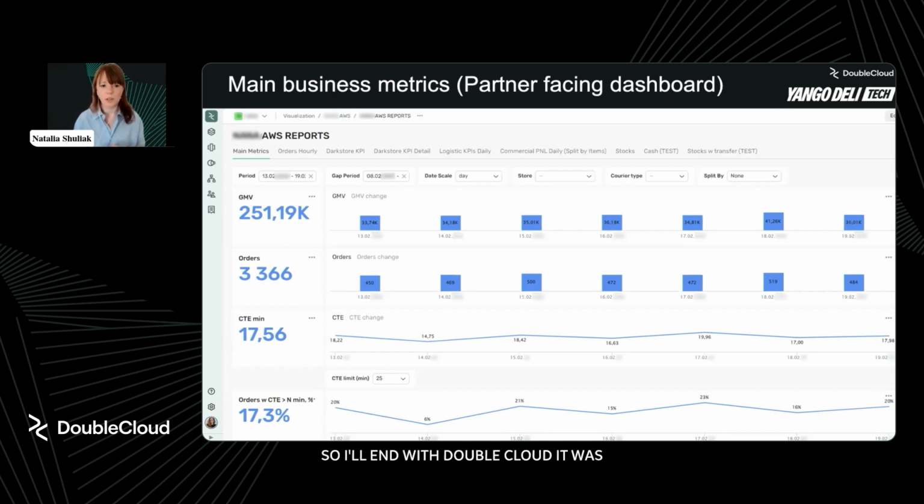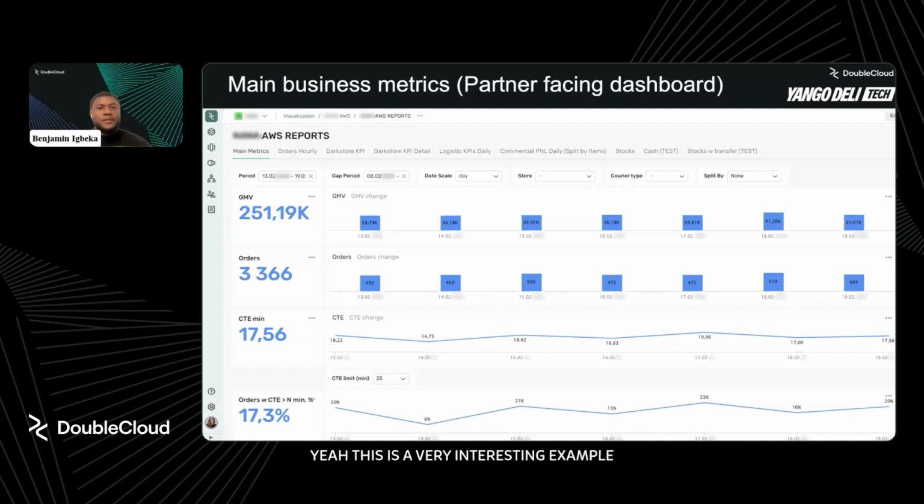And with DoubleCloud, it was just 1 week till MVP, and that really was a wow effect for them. That's why they actually built these sandboxes and continue building them for other partners.